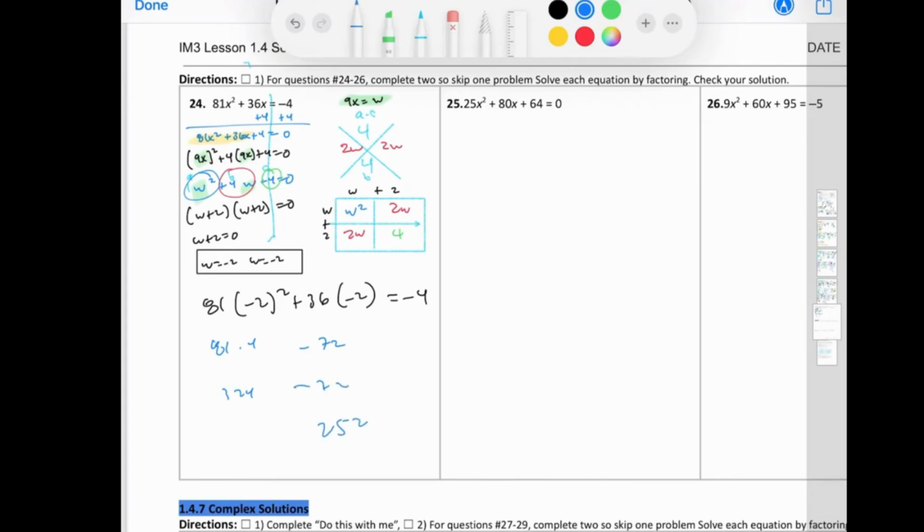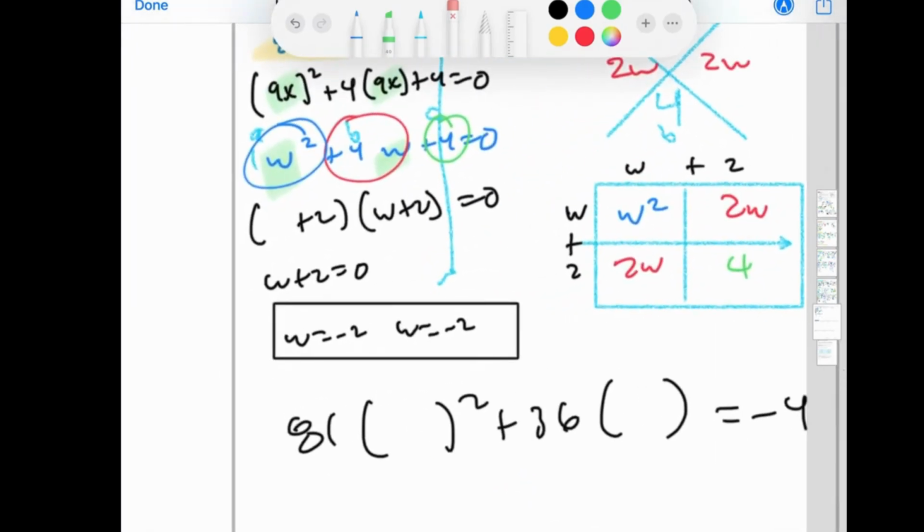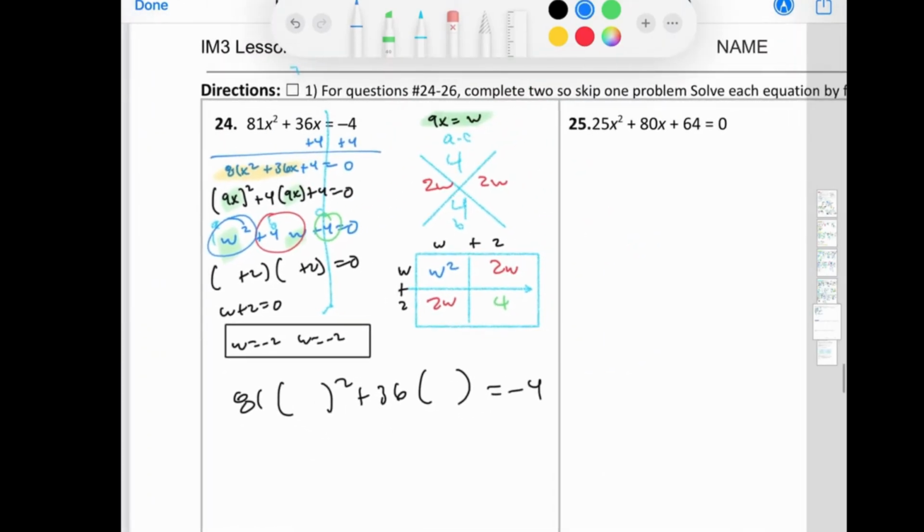Is 252 equal to negative 4? The answer is no. They are not equal. Well, what happened? Hopefully you caught my mistake. We forgot to substitute back in 9x for W. That's what I forgot. Hopefully you caught that. That goes here, here, here. I think I even wrote it.